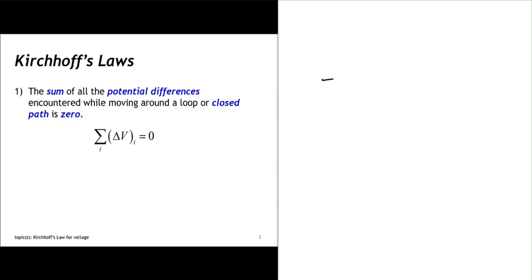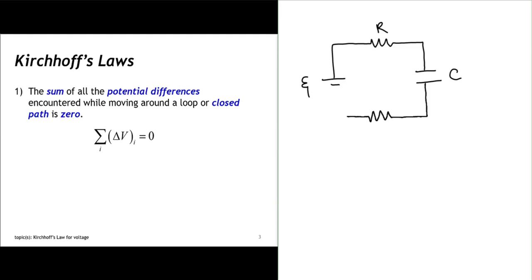Let's say we have a battery, a source of EMF, which I'll label as Psi. And let's say we have a resistor here, and we will have, let's say, a capacitor here of capacitance C, and we will have maybe another resistor here. I'll label this second resistor R2 and the first resistor R1.